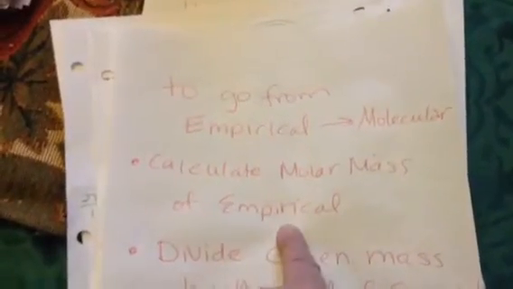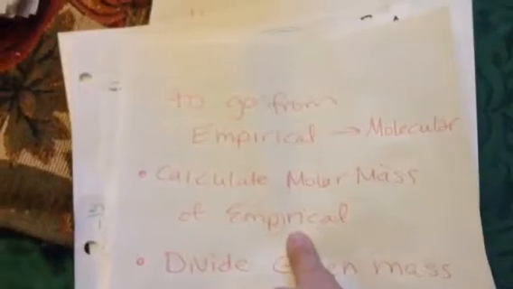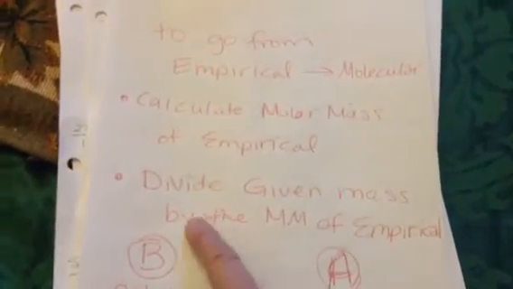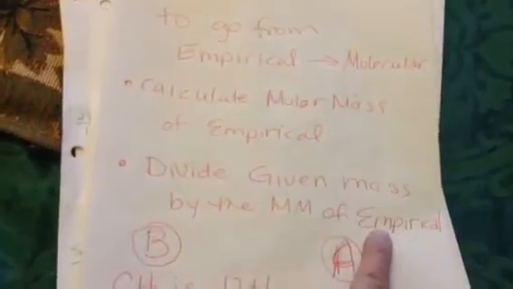How you get the bigger ratio is that you're going to calculate, sorry about moving so quickly, but if you take a minute here to go from empirical to molecular, you're going to calculate the molar mass of the empirical. Okay, get that number. That's always going to be a smaller number. You're going to take the given mass that's in the problem, and divide it by the molar mass of the empirical.